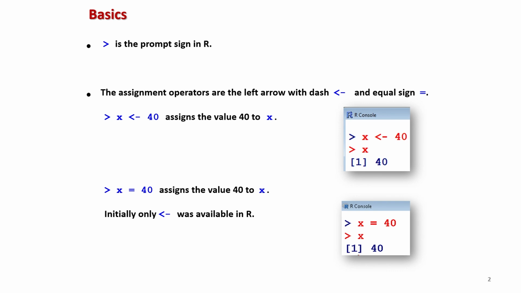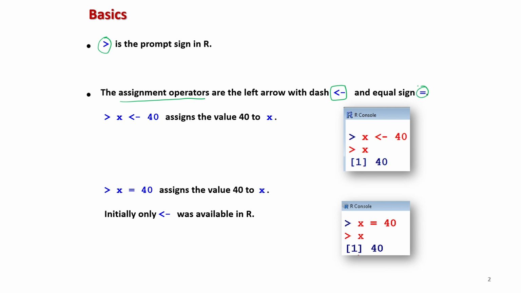Right. So one basic fundamental that we have already discussed is that this greater than sign is the prompt sign. And this is actually the point after which you start writing your syntax and commands. Next is the assignment operators. You have to understand one thing, that in R there are two types of assignment operator. One is this one, less than and hyphen, and the second one is the equality sign.